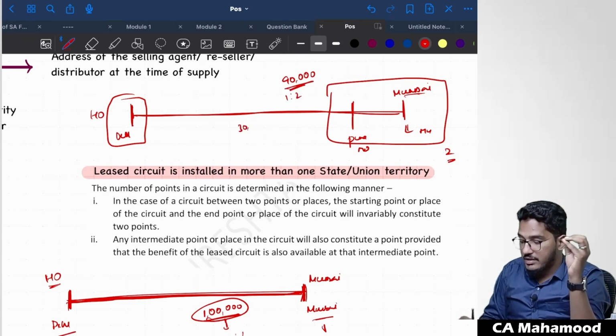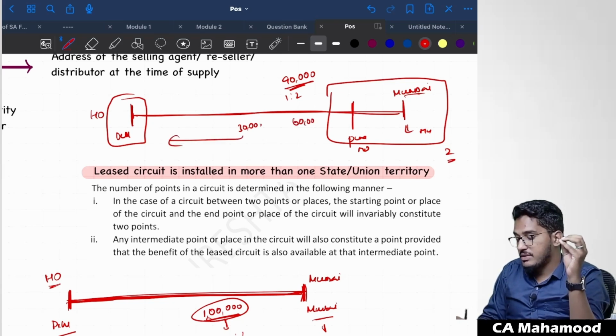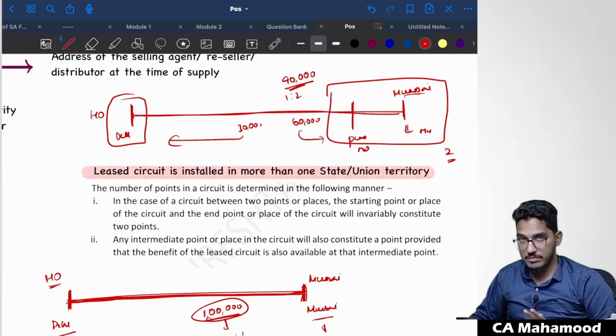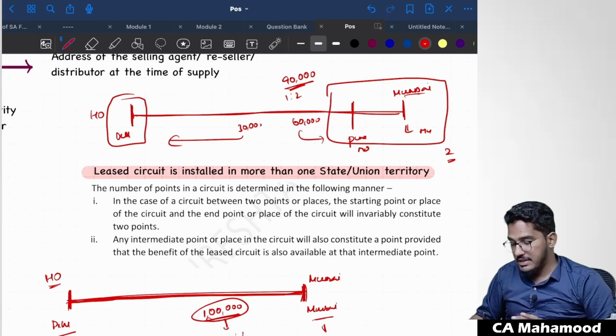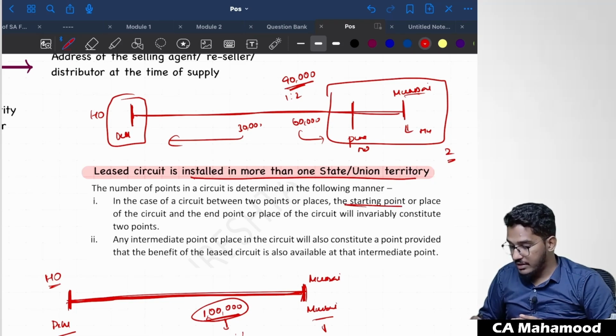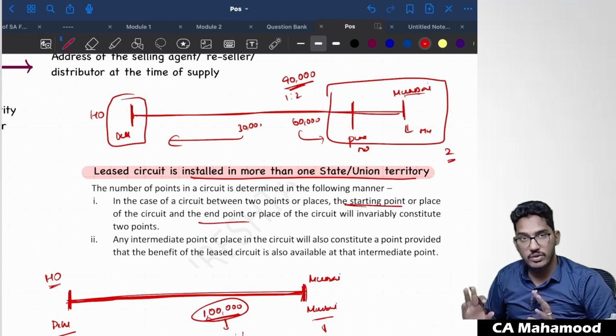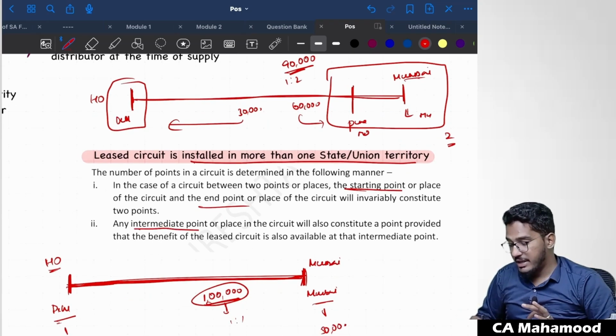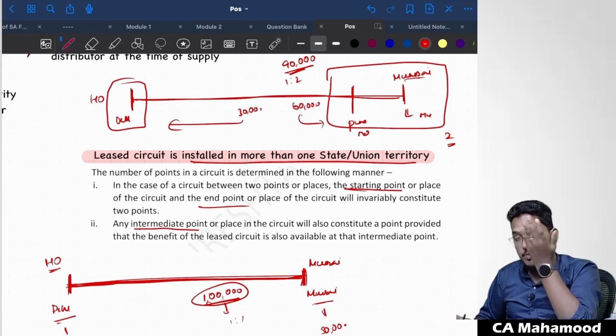If I divide it, for 30,000 the place of supply is going to be Delhi. For 60,000 rupees, the place of supply is going to be Maharashtra. Able to understand? So in case the leased circuit is getting installed in more than one state or union territory, then we have to determine the starting point and end point, and accordingly divide the value of supply. But sometimes any intermediate point will also be there. That also has to be counted.